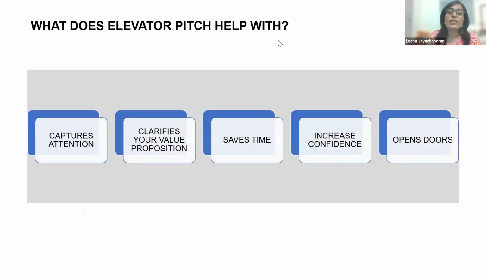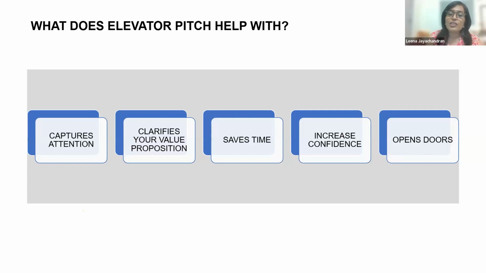So what does the elevator pitch help us with? Of course, all these points which you've mentioned, it definitely captures attention. It clarifies your value proposition. Like we said, right? Internal clarity, it's a focal point. When you speak in a very concise way and create that unique value proposition, it's very clear for the other person. It not only saves your time, it also saves the other person's time, because that person is investing time to listen to you.